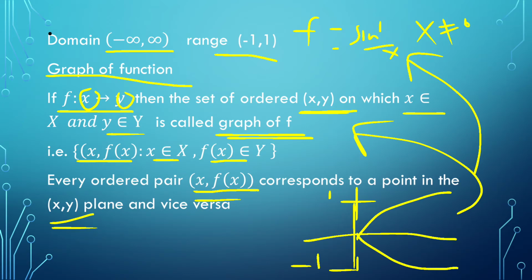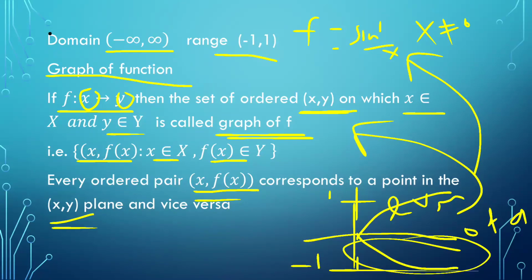So if you take x to be 2 over pi, for example, you find that it is 1. If you take x to be 2 over 3 pi, then you'll find that it is -1. So odds give you this down part, and evens give you the upper part here. That's how you demonstrate that. So you'll find that every value in X is also in the domain, and the value f(x) is in Y. So every ordered pair corresponds to a point in the xy plane.